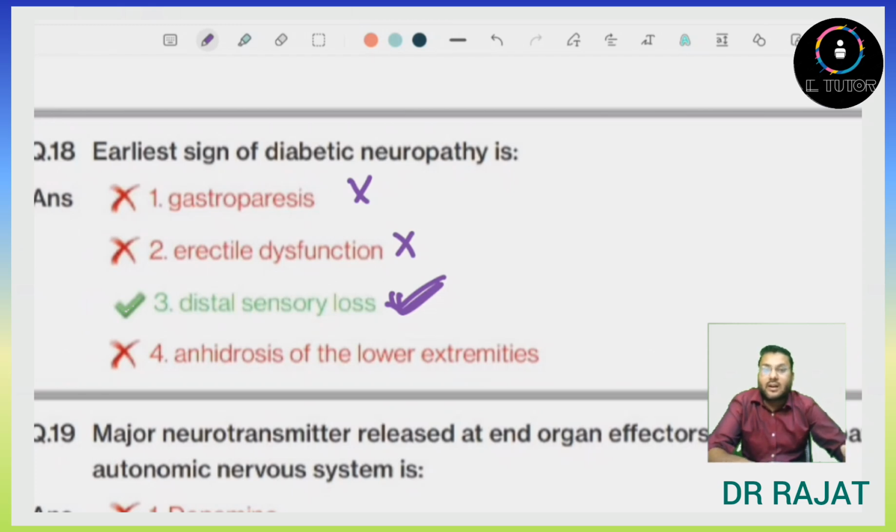And hyperhidrosis of the lower extremities is also seen, but in the later stage. So this is also not true. So the answer will be option number C. Distal sensory loss is the earliest sign of the diabetic neuropathy.